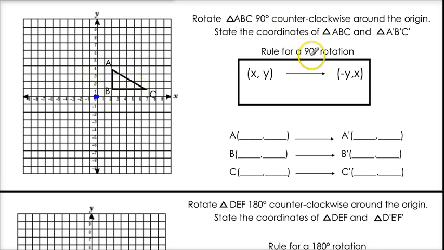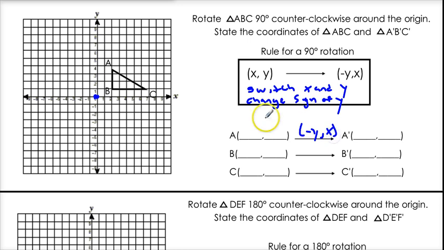The rule for a 90 degree rotation around the origin is just this. You switch the X and Y. You see how they're switched? You take X and Y, you switch X and Y, and then you change the sign of Y. Change sign. Why do I keep writing sing? Sign of Y. So our rule is (x, y) goes to (negative y, x). So first let's write down our coordinates of our pre-image.